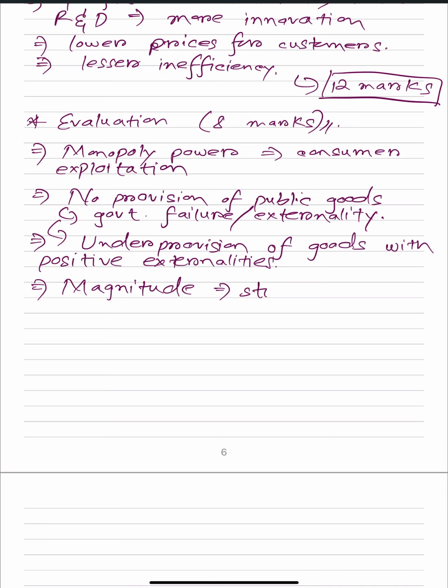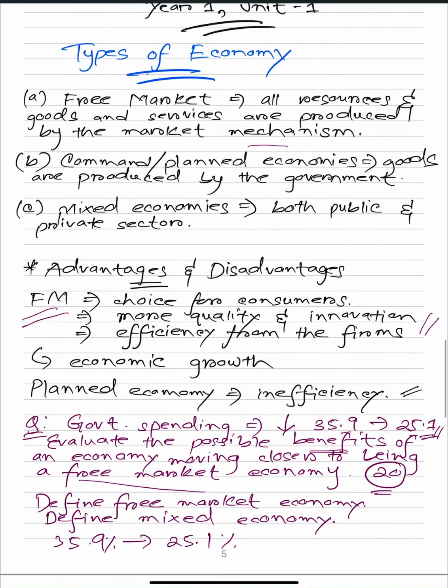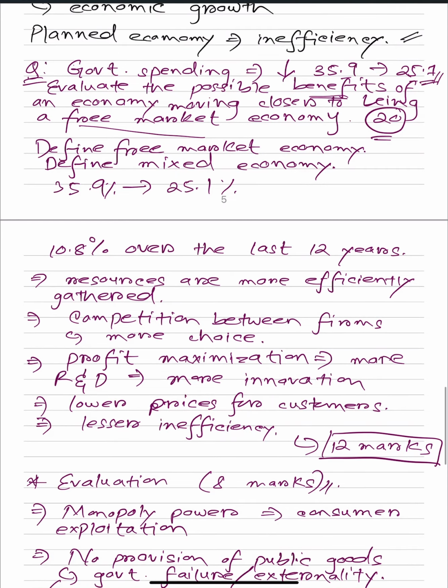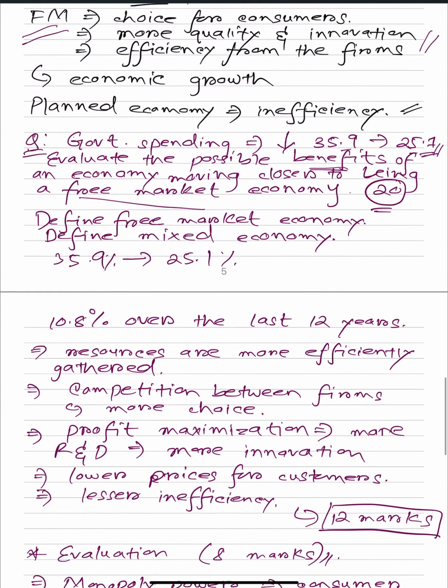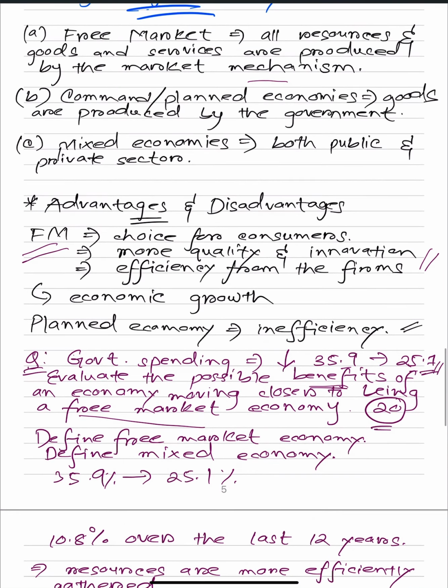So basically, Ireland is still a mixed economy because the magnitude of government spending reduction is not that high spread over 12 years, and therefore the effects might not be as extreme as you've written them down. So these are the 4 evaluation and concluding points, and they will get you 8 marks. And basically this is all that you can get from this chapter. It's pretty easy and straightforward, and just remember the points, advantages and disadvantages of each economy, and you will be good to go.